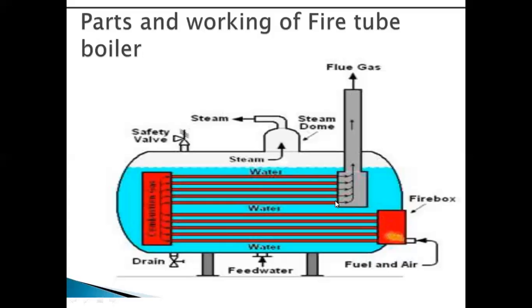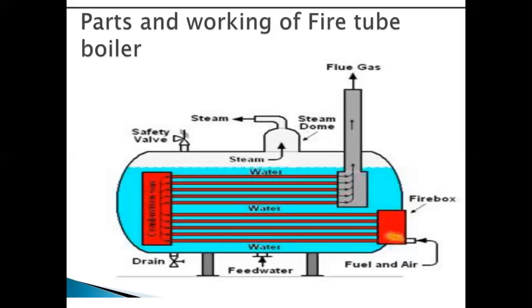The exhaust gases or flue gases pass to the atmosphere through this chimney. Above the boiler drum, steam is collected. This is the space for collecting the steam. This steam is used to rotate the prime mover, that is the turbine.